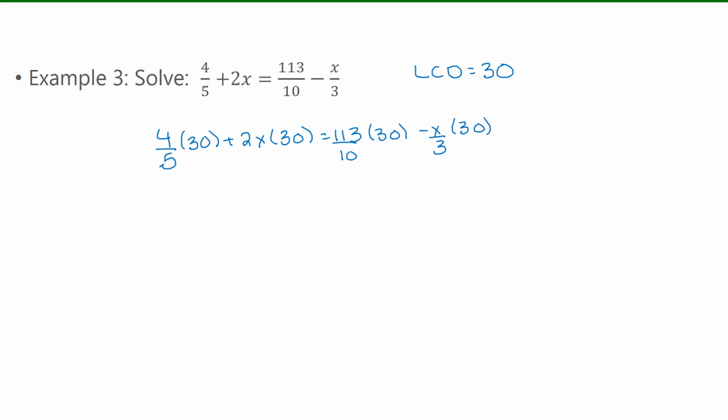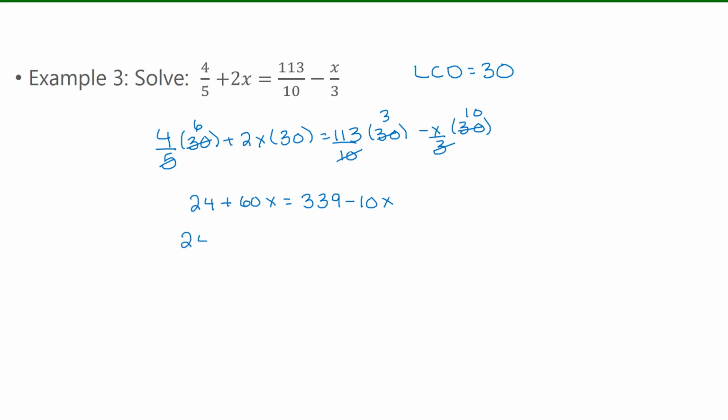So in the first term, 5 can go into 30 6 times. Nothing cancels in the second term because there's no fractions. So over on the right, 10 can go into 30 3 times, and 3 can go into 30 10 times. So now 4 times 6 is 24. 2x times 30 is 60x. 113 times 3 is 339, and then minus 10x. So now I'm going to gather my variables on the left and my numbers on the right.